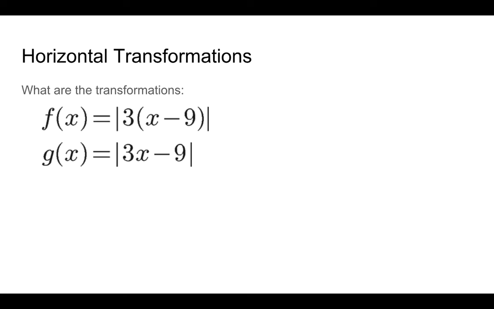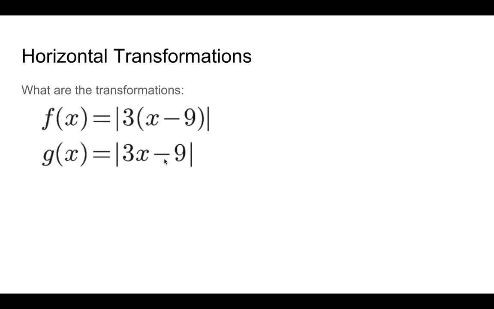And so clearly they're not the same thing. The top one is 3x minus 27, the bottom one's 3x minus 9. The question is, which one has a horizontal shift to the right 9? They do both have a horizontal compression, not a stretch, a compression. But really the tricky thing is maybe which one's not in the right form. And when you look at it, g of x actually isn't in the right form.